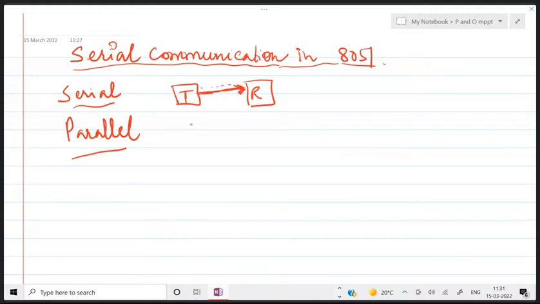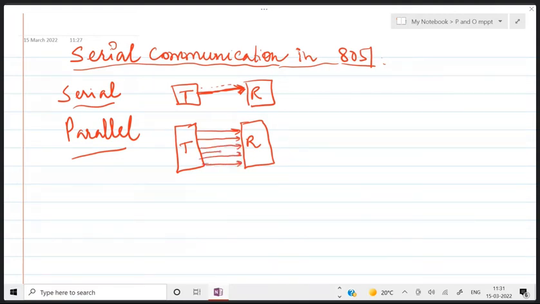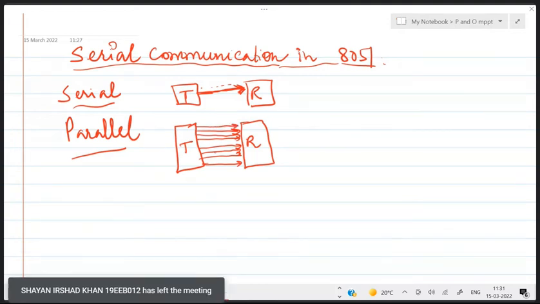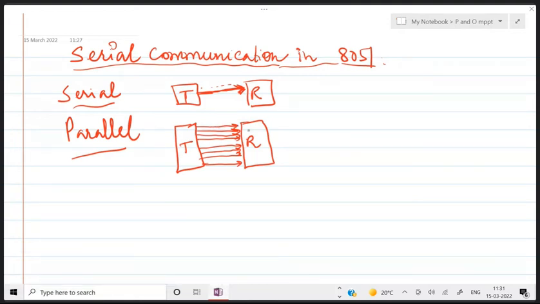Since the information is in the form of bits, 0 and 1, serially they are transmitted. While in parallel communication, the bits are transmitted simultaneously. So there are multiple channels connecting the transmitter and receiver, and those bits are carried on those channels and transmitted to the receiver end, where they are received by the receiver.